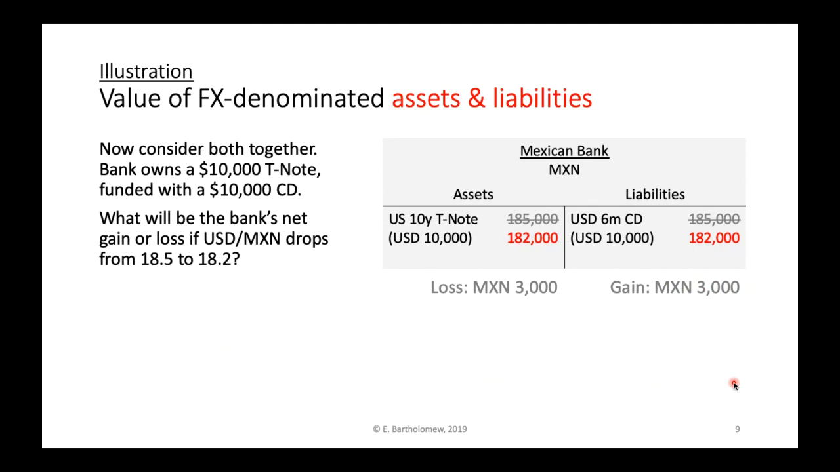So if we consider them together, this is very simple. We can see they're matched. The loss of 3,000 is offset by the gain of 3,000. So when there's this drop of 18.5 to 18.2 in the exchange rate, the net loss will be zero. And we can do that directly looking at the balance sheet values, or we can note that the net exposure was zero because they have 10,000 on one side and 10,000 on the other.